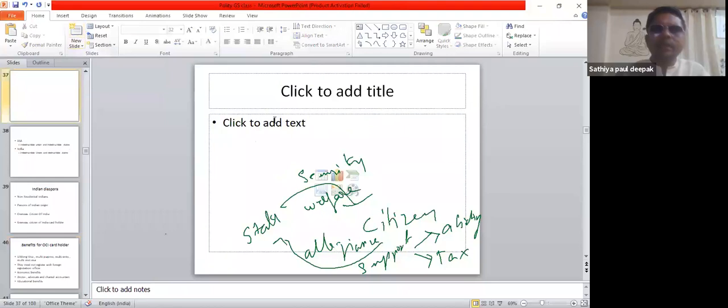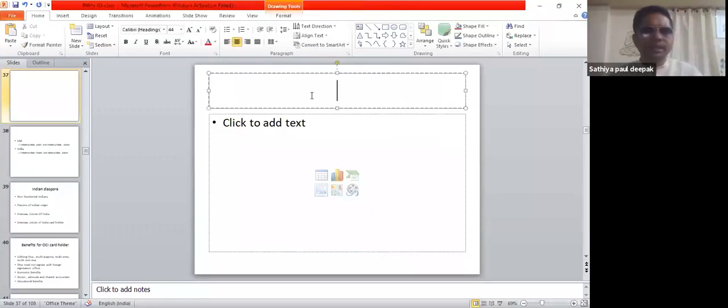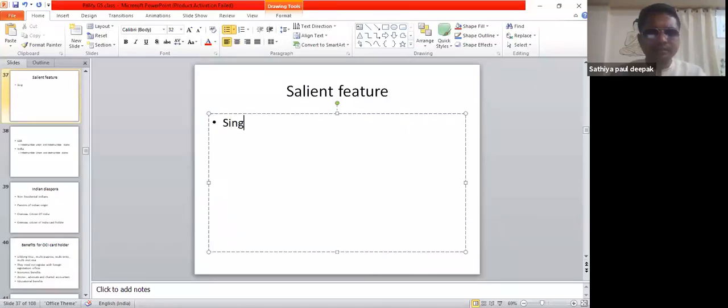Why we had to talk about the relationship between state and citizen, I'll tell you later. Right now, what is the salient feature of Indian citizenship? The salient feature of Indian citizenship is single citizenship. Single citizenship means no double citizenship, no dual citizenship.